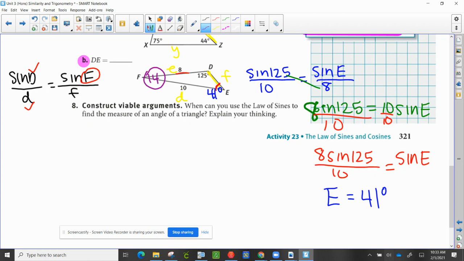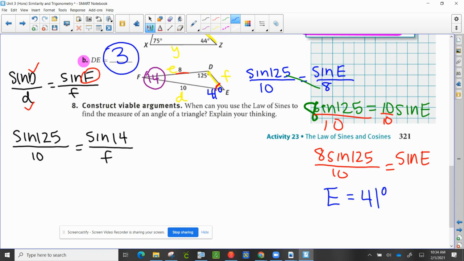Okay, so now we know everything we need for this problem. We have the sine of D, so sine 125 over little d, which was 10. The sine of F, we just figured out that that was 14 degrees, over little f. So that'll help you find DE. You guys finish this problem. What do you get for the length of DE, aka little f? If you did the problem correctly, you should have gotten 3 for the answer. If you're off by a little bit because of rounding, no big deal, but just make sure you're close.